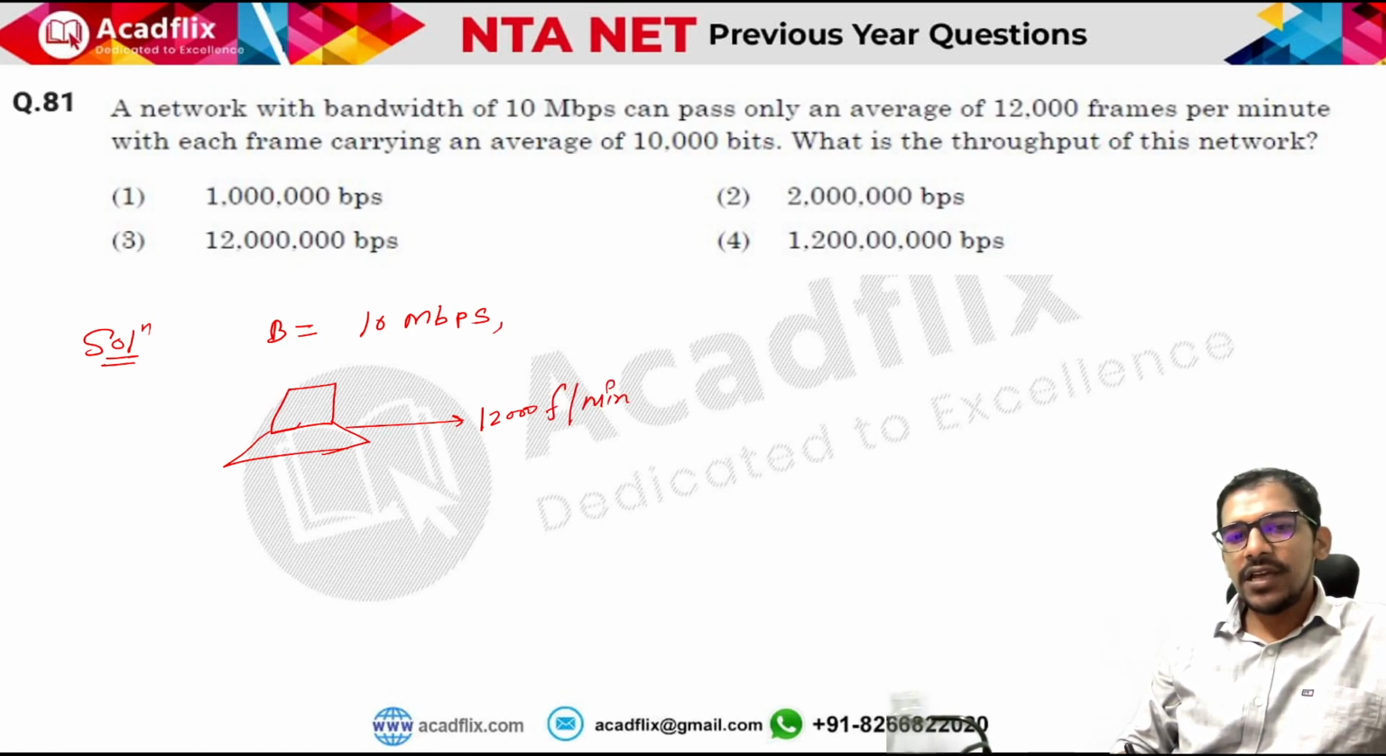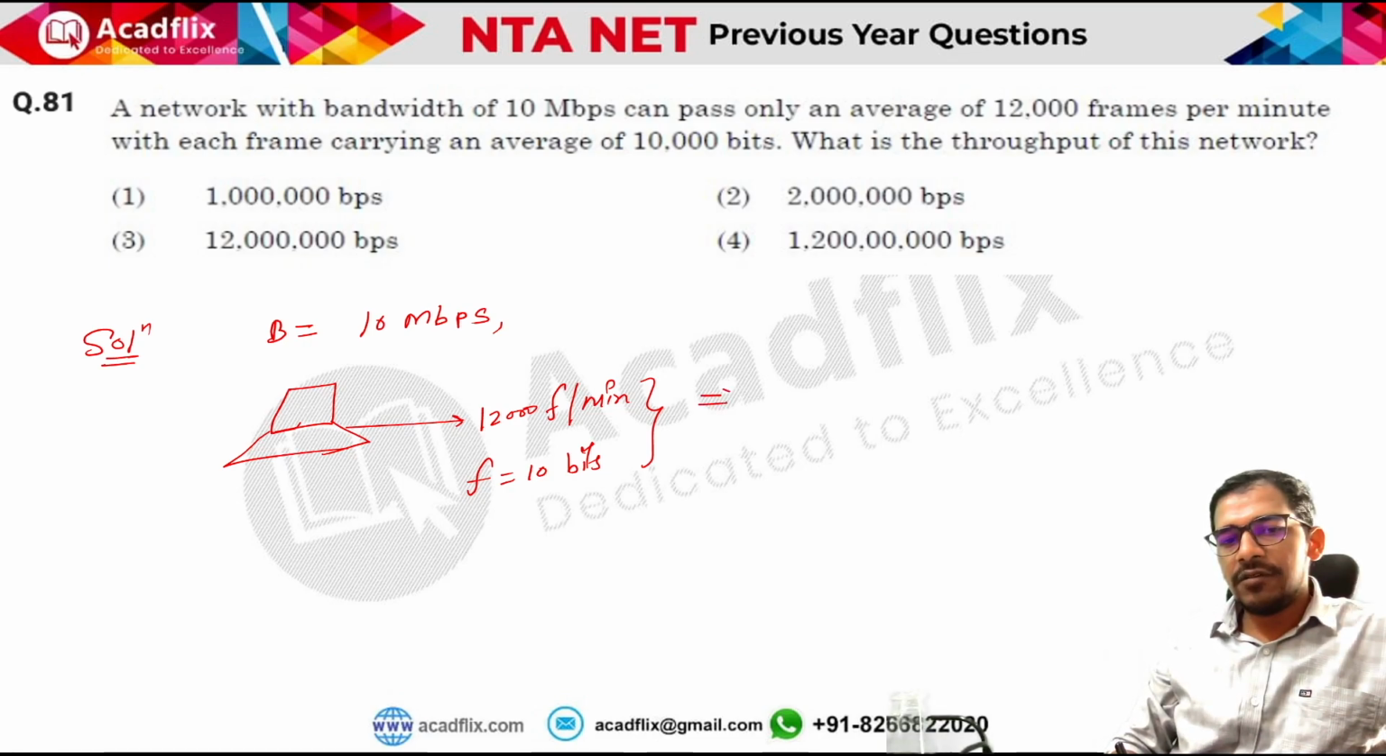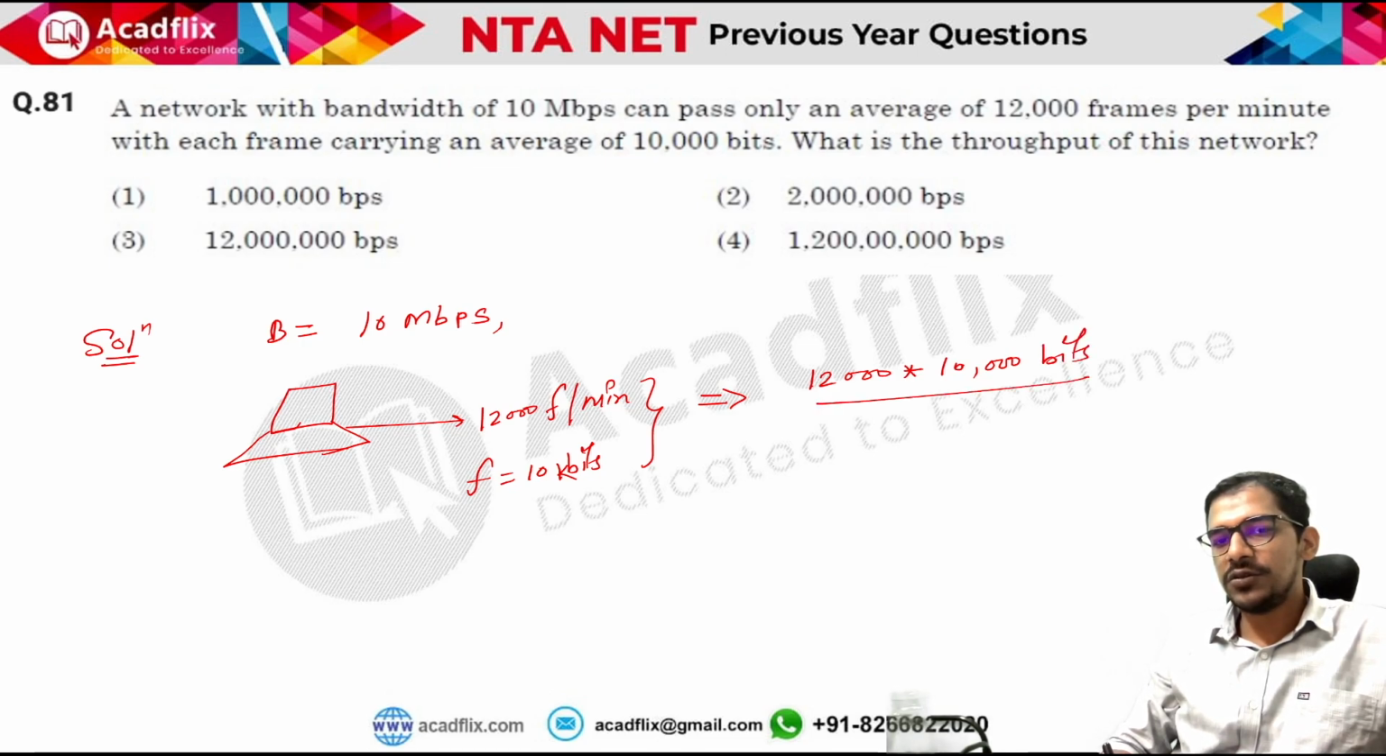and it is given that the size of each frame is 10,000 bits. This means that this station is generating how much? Throughput simply means how much data this particular station is generating per second, right? You can see here it is generating 12,000 frames per minute. If we convert the frames into bits, the size of each frame is 10,000 bits, so we will multiply by 10,000 bits, and this is given per minute. We can convert this into seconds.